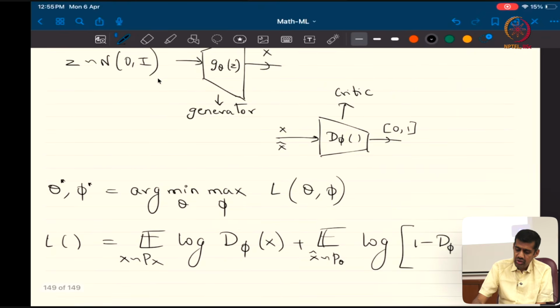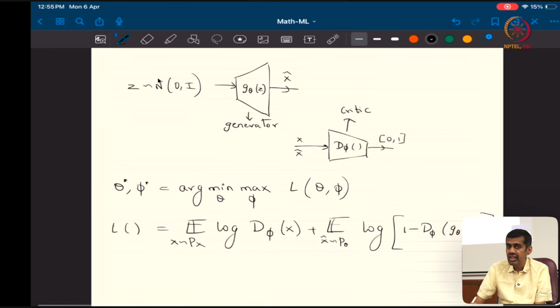Now how do we solve this, how do we construct this algorithmically? It is as follows. Take a batch of data, sample a few points from z and pass it through g theta. What do you get? You get some points of x cap. So now you have some points of x, which is data, and a few points of x cap, that is generated data.